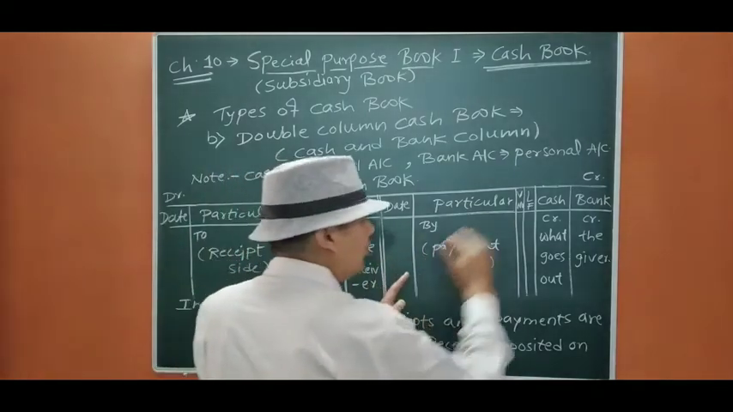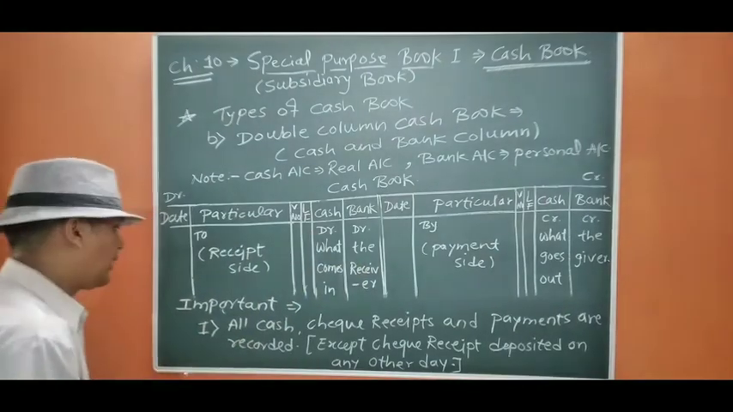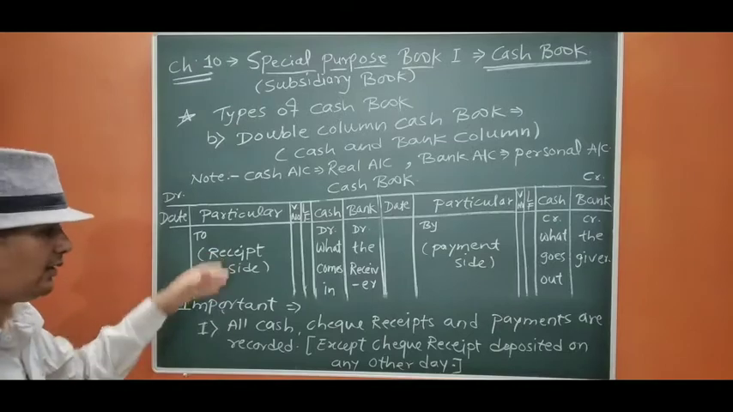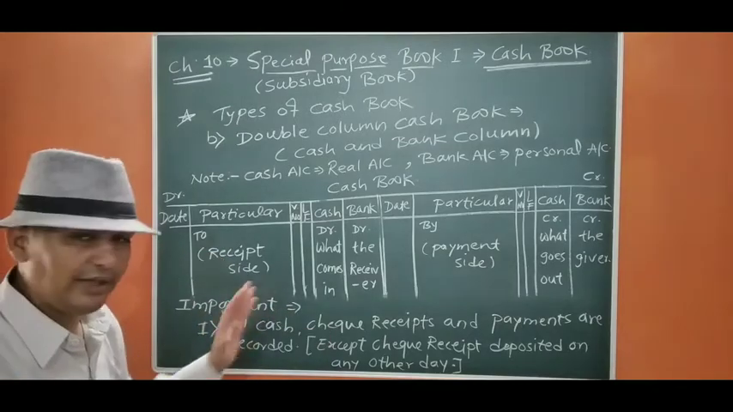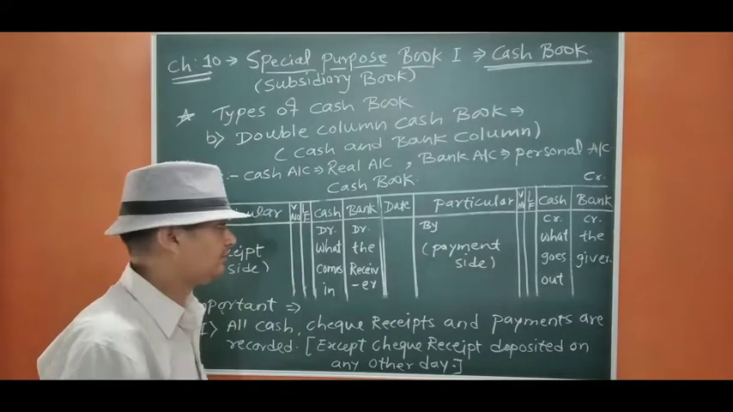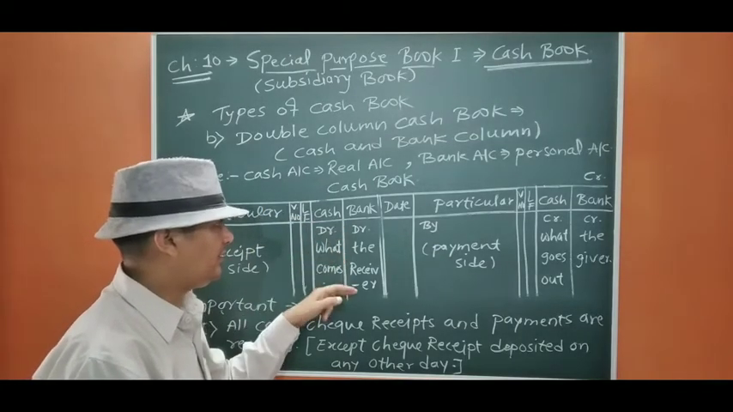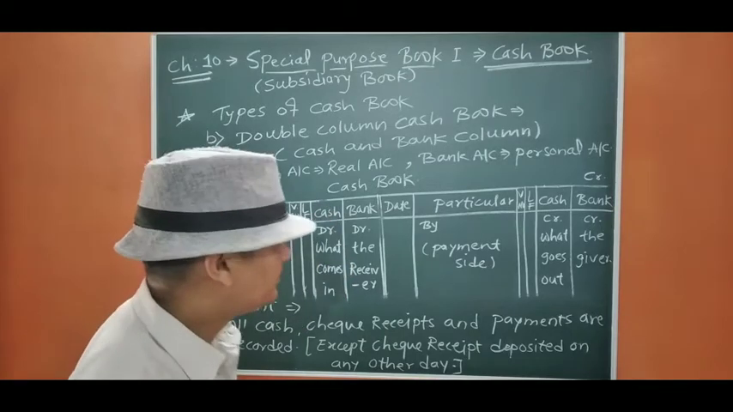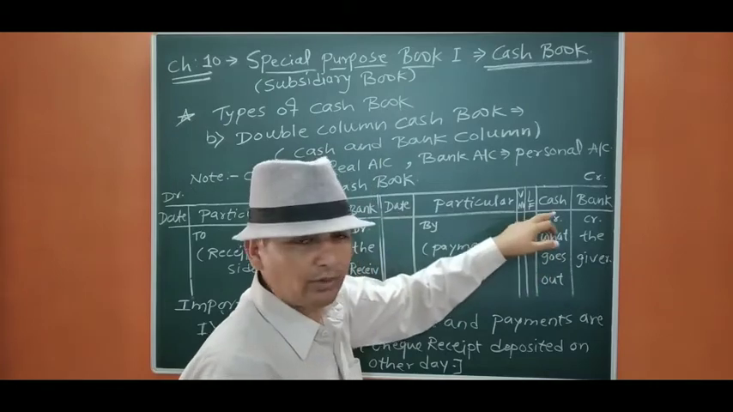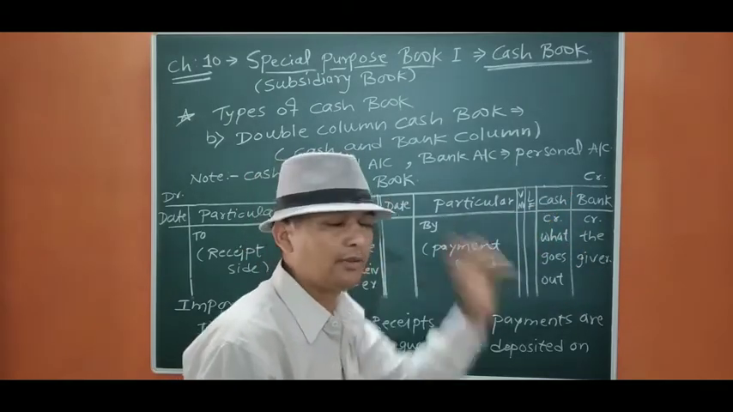Okay. Same on the credit side as on the debit side. Now if you see, all the receipts will be recorded here, whether cash or check. Debit what comes in is the rule of cash account. Debit the receiver is the rule of bank account. Same way, credit what goes out is the rule of cash account. Bank credit the giver, because it is a personal account.